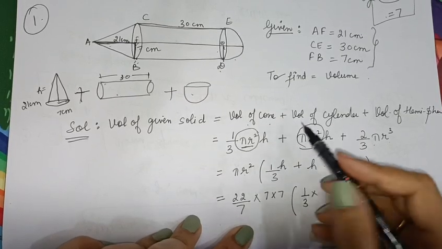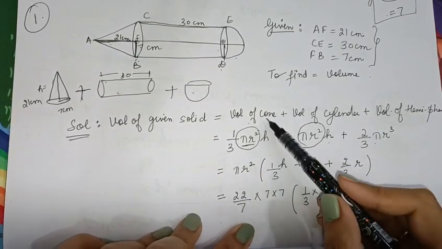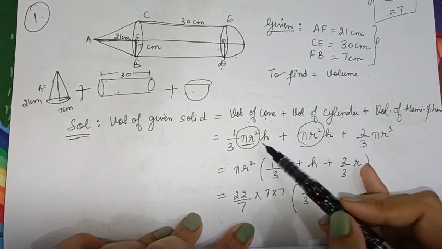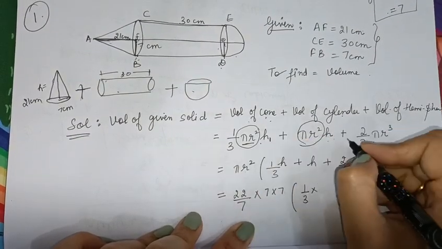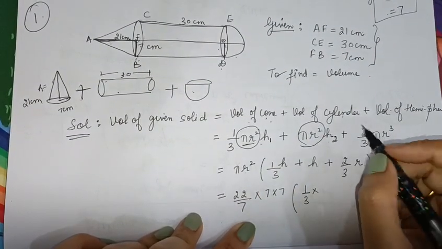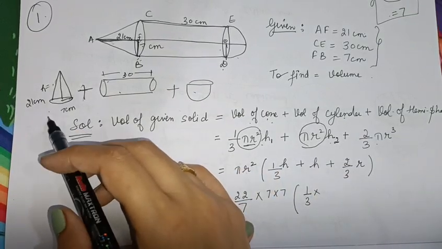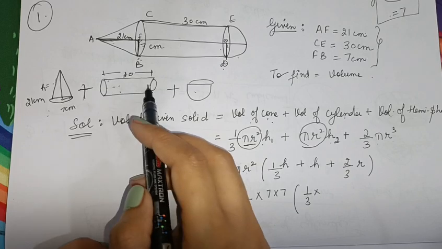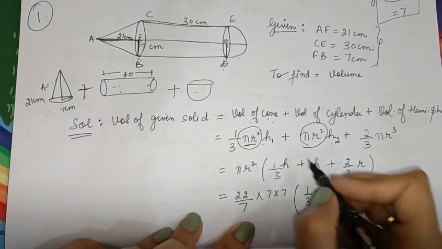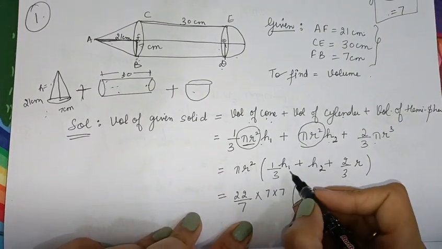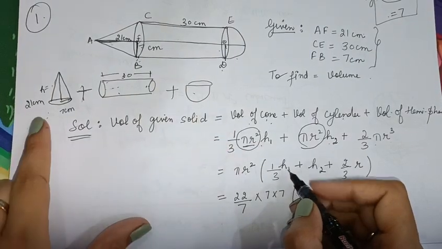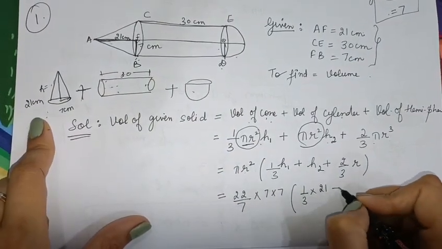Which height we have to use here? This is cone and this is cylinder. So I'll just write it as h1 and h2 because these are different. Height of cone is 21 centimeter and height of cylinder is 30 centimeter. So h1 and h2 I am writing. Here height of cone we have to use, which is equals to 21 centimeter.